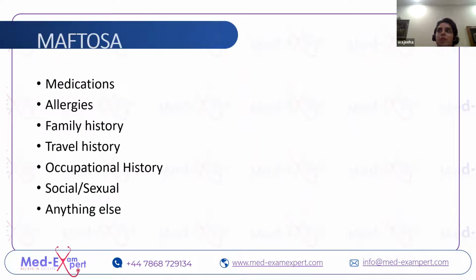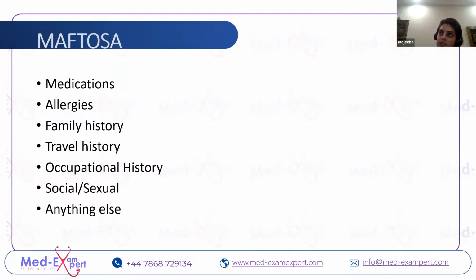The other thing is the MEFTOSA. Okay, what do the doctors do again? Okay, oh, I need to ask the T part. I need to ask about the occupational history. I need to ask. No, you don't need to do that. There are certain stations where you need to ask the travel history. There are certain stations where you need to ask the occupational history.